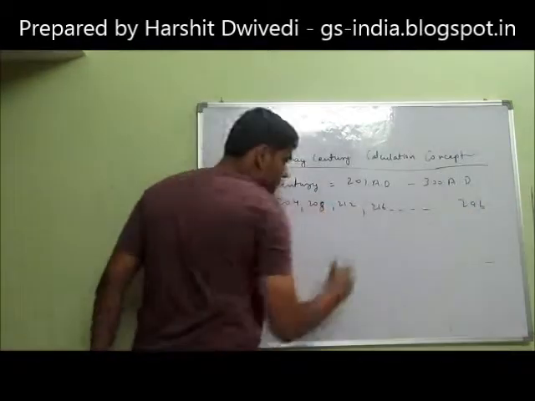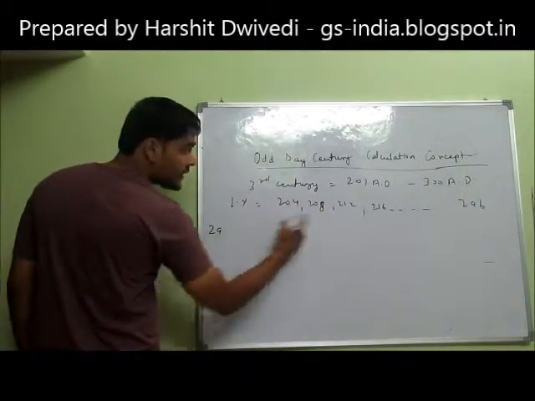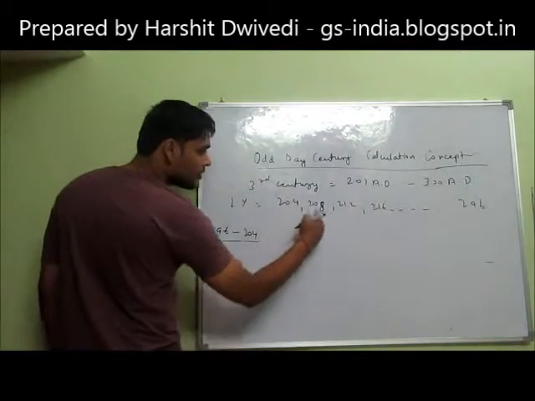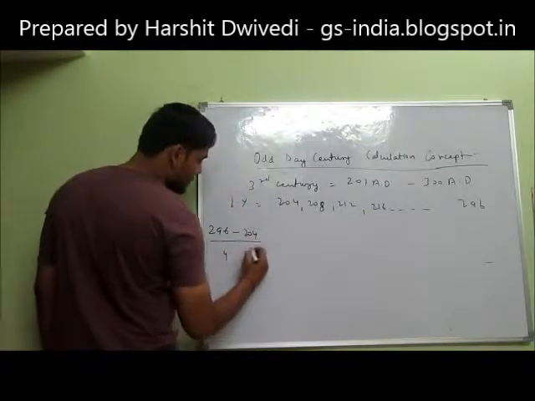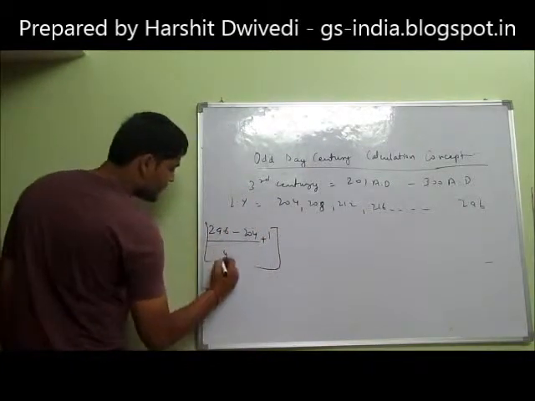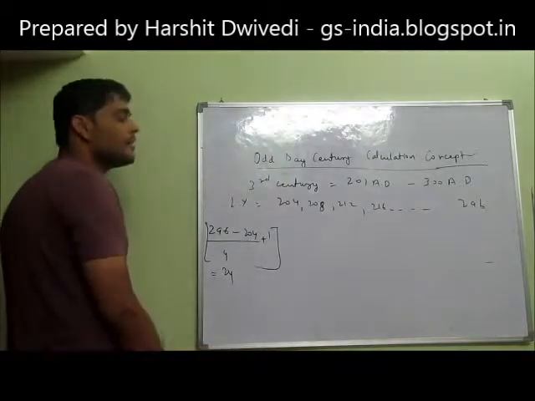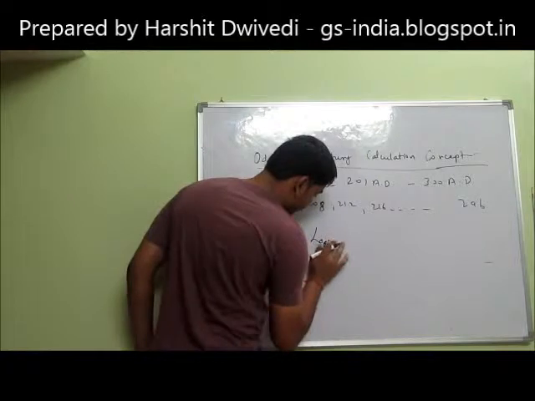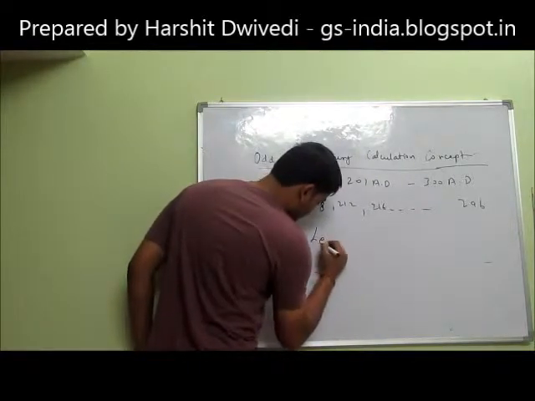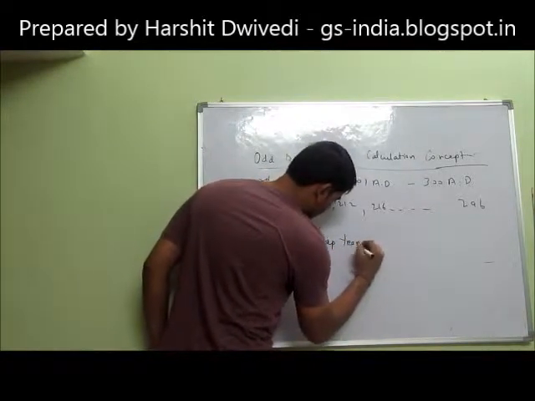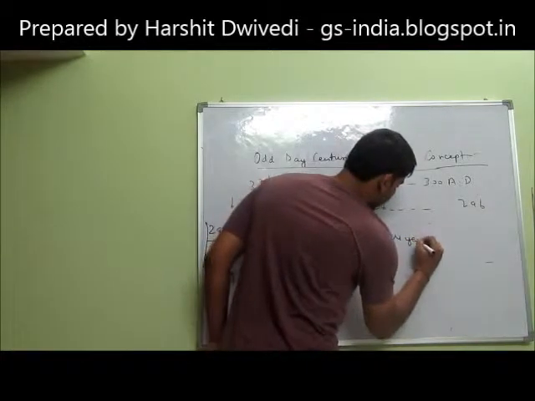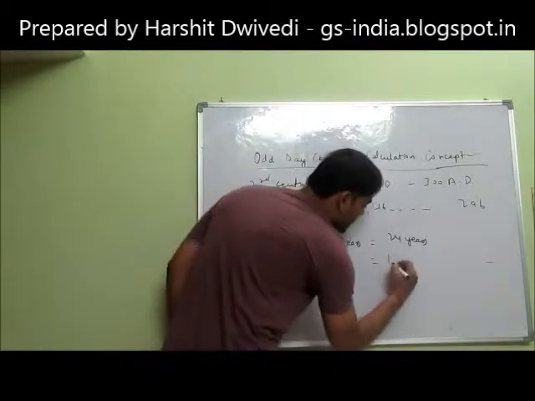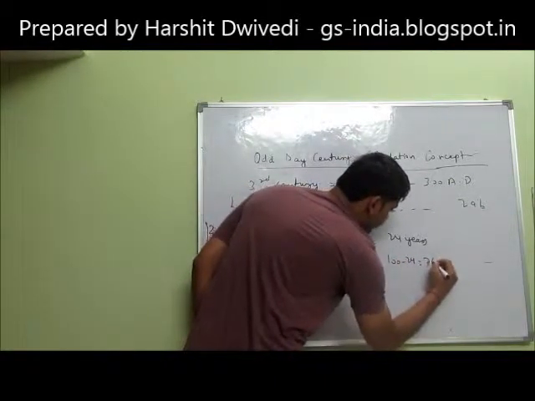So what is the way of calculating this thing? Our own method. Final number, that is 296, minus initial number 204, divided by common difference. Common difference is 4, plus 1. What will it give us? It will give us again the same number, 24. So the leap years are again 24. Normal years, 100 minus 24, 76.